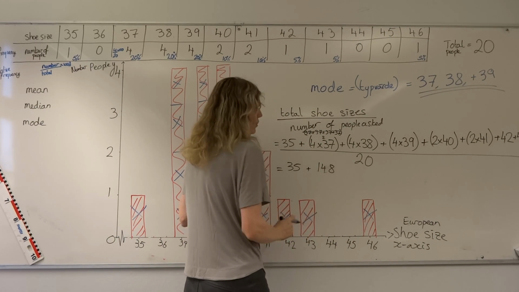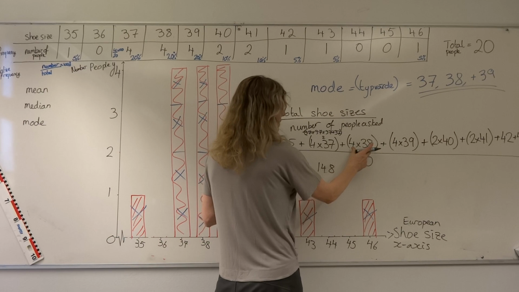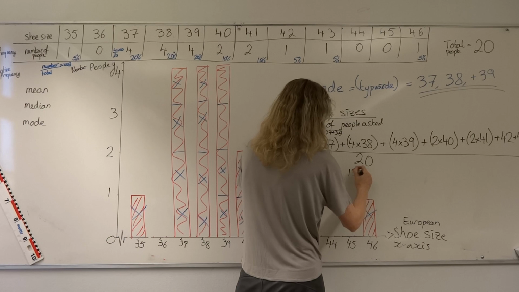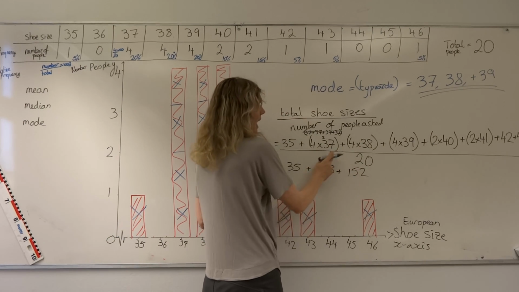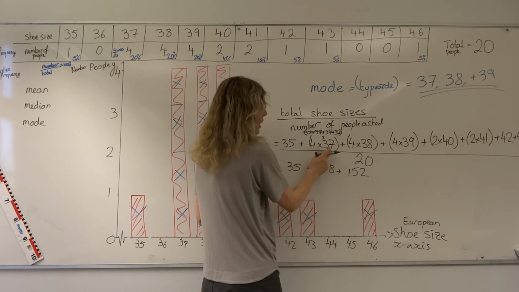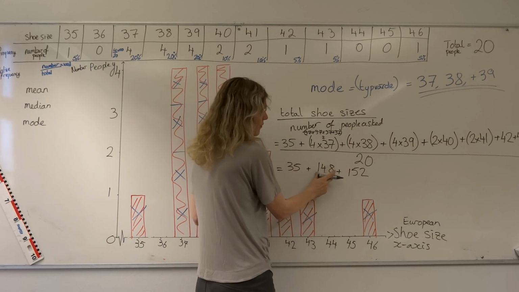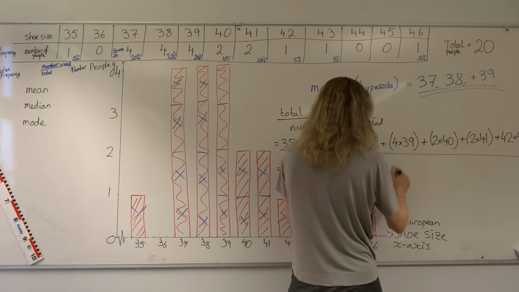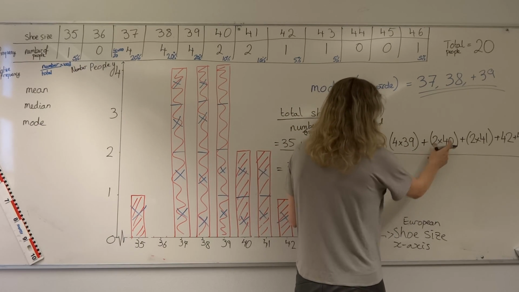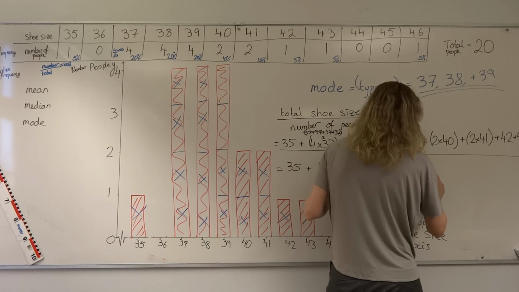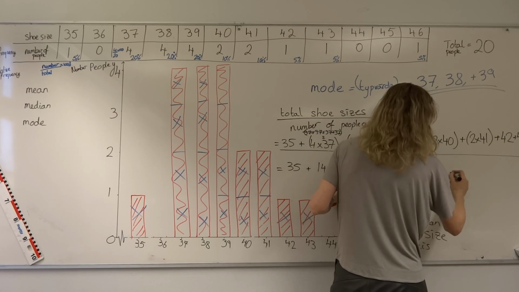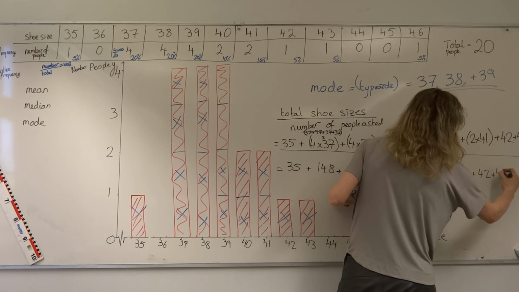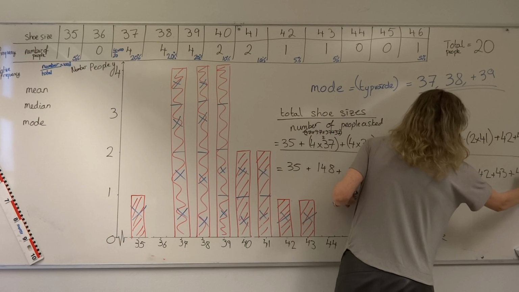So we have 148. I know that 4 lots of 38 is going to be 4 more than 148. So it's going to be 152, because there's one more for each 4 persons. So there's going to be 4 more here than here. Same thing for 4 39s, that's got to be 156. 2 40s are 80. 2 41s are 82. Plus 42, plus 43, plus 46.